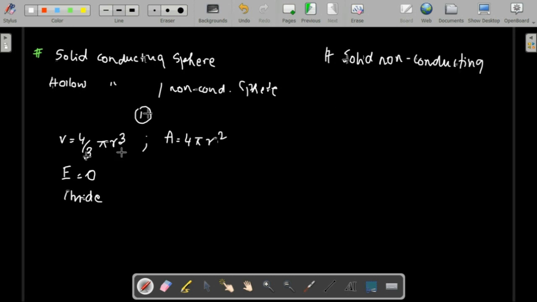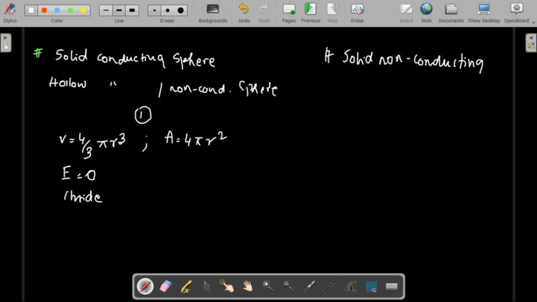Okay, so here obviously you'll use volume. Here volume is not required. You'll see mostly you need area. Here you need the formula for volume. So that's for conducting and non-conducting sphere. That's important. So this was talking about volume many a times.